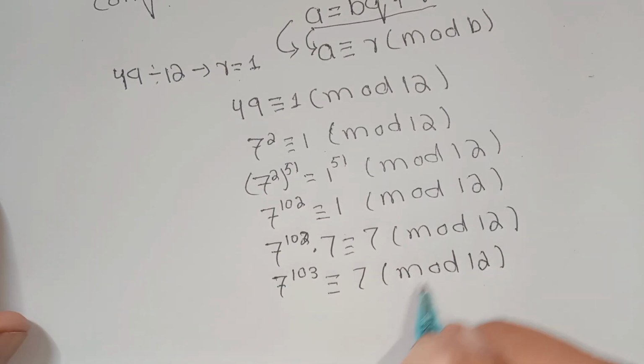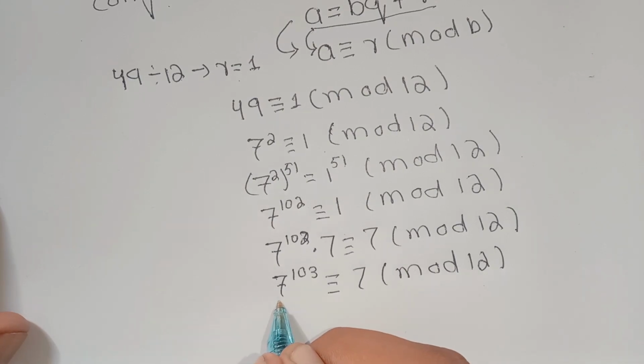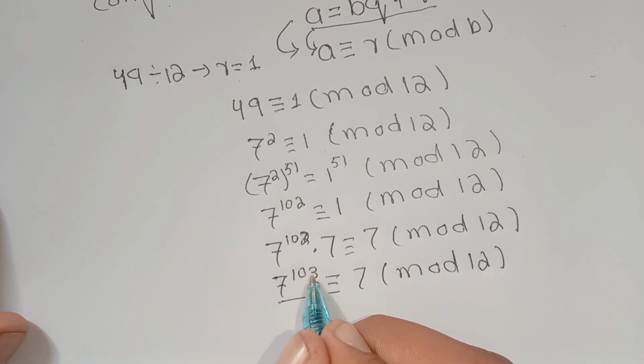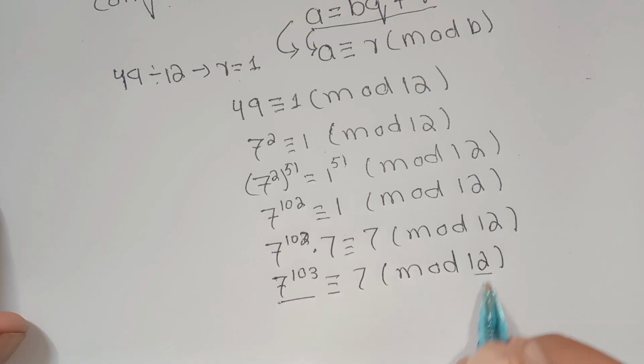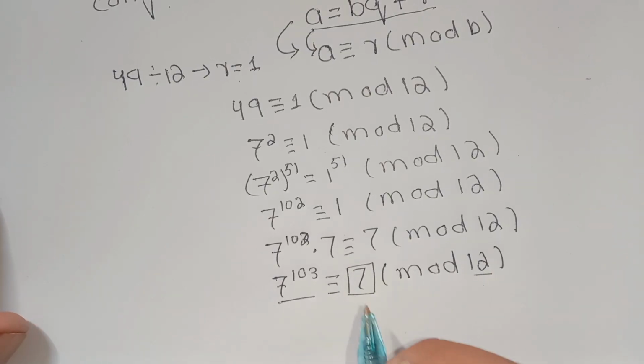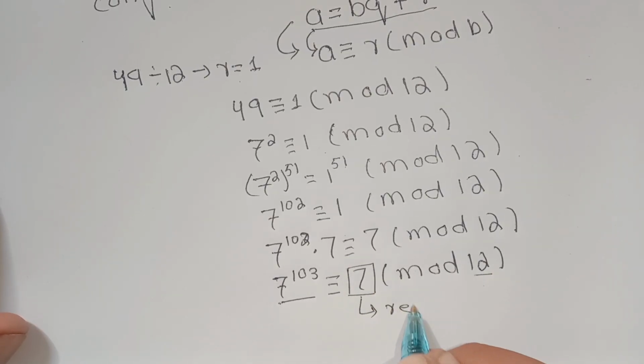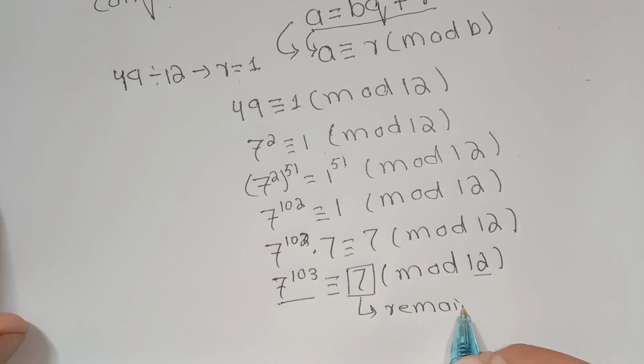Now what does this mean? It means that when we divide 7 raised to the power of 103 by 12, we get a remainder 7. So it is the required remainder.